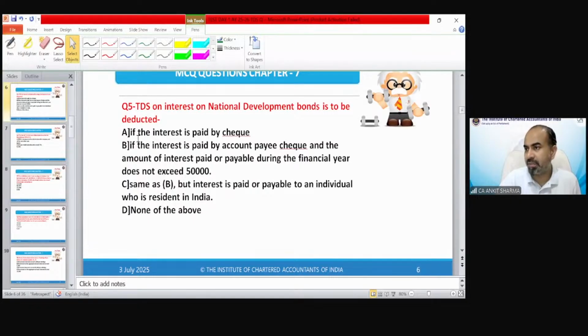TDS on interest on national development bond is to be deducted. Which of these is the correct answer? I want to see who is going to give the correct answer of question number 5. So kindly write down the question number, only in that case would I be able to understand the answer you are giving. If you are typing your answer, kindly write 5 and then the option. Read this question carefully and then give me the correct answer.